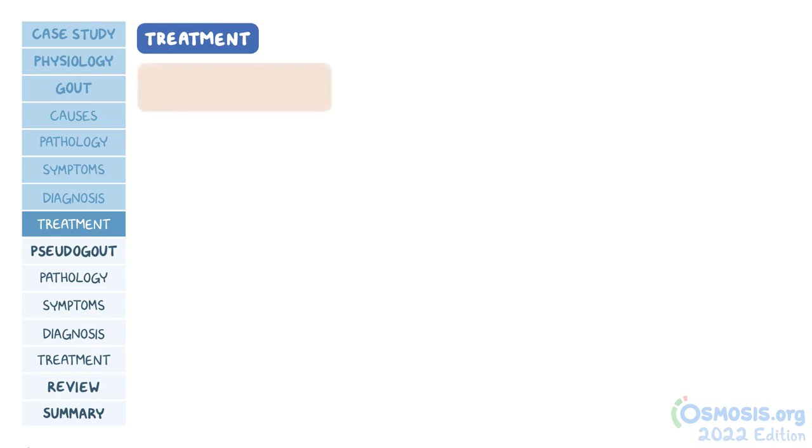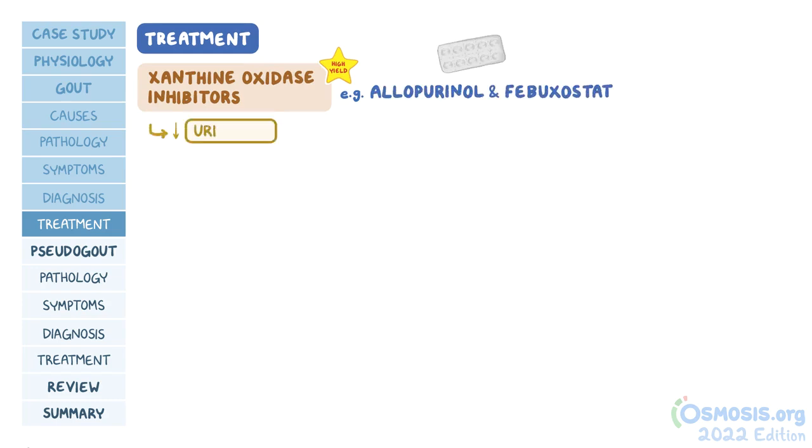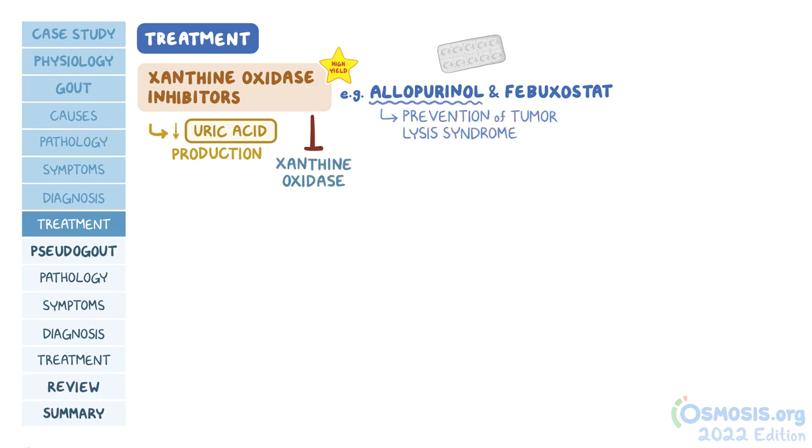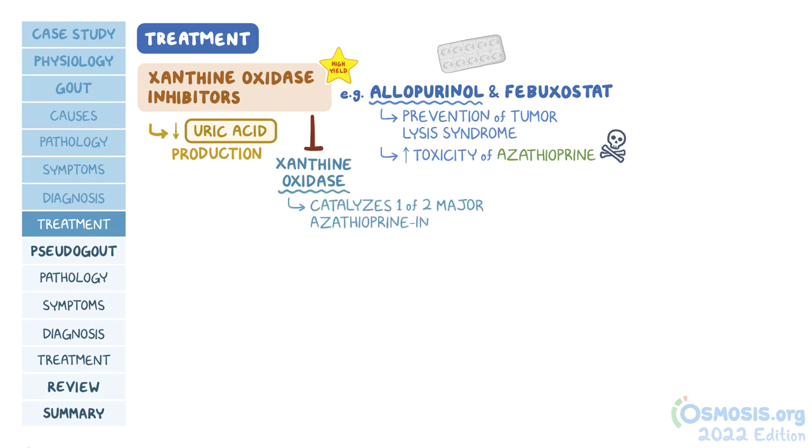The most high-yield medications include xanthine oxidase inhibitors, like allopurinol and febuxostat, which decrease uric acid production by inhibiting xanthine oxidase. Allopurinol can be used in the prevention of tumor lysis syndrome as well, and it can increase the toxicity of azathioprine if used together. This is because xanthine oxidase catalyzes one of 2 major azathioprine inactivating pathways. Allopurinol completely inhibits xanthine oxidase, which results in increased conversion of azathioprine to its active metabolite.